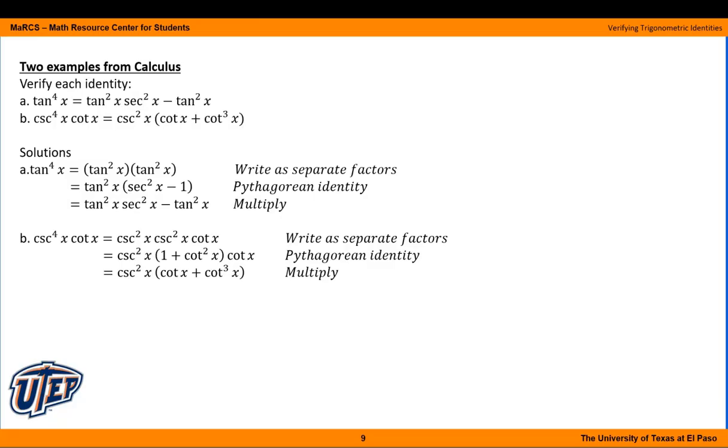In part B, we begin with the cosecant to the 4th power times cotangent. We rewrite 1 factor of the cosecant squared x using the Pythagorean identity. After distributing, we obtain the expression on the right side.